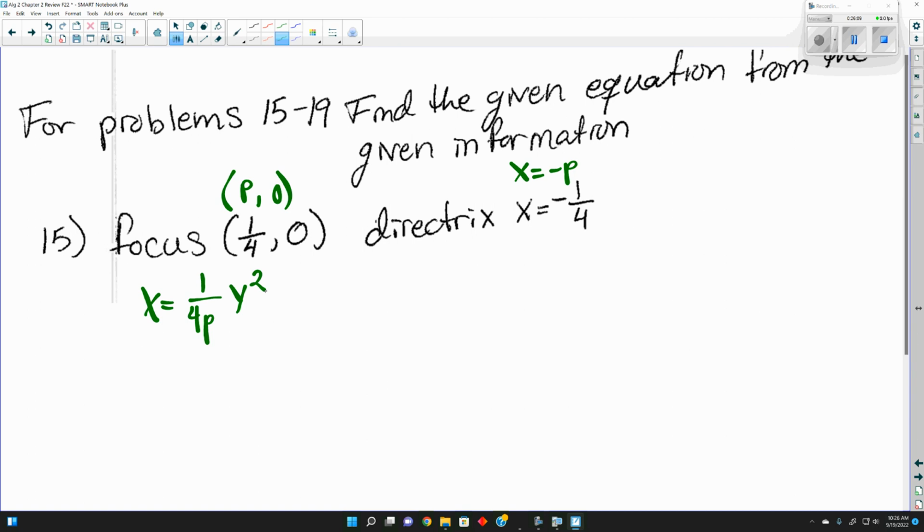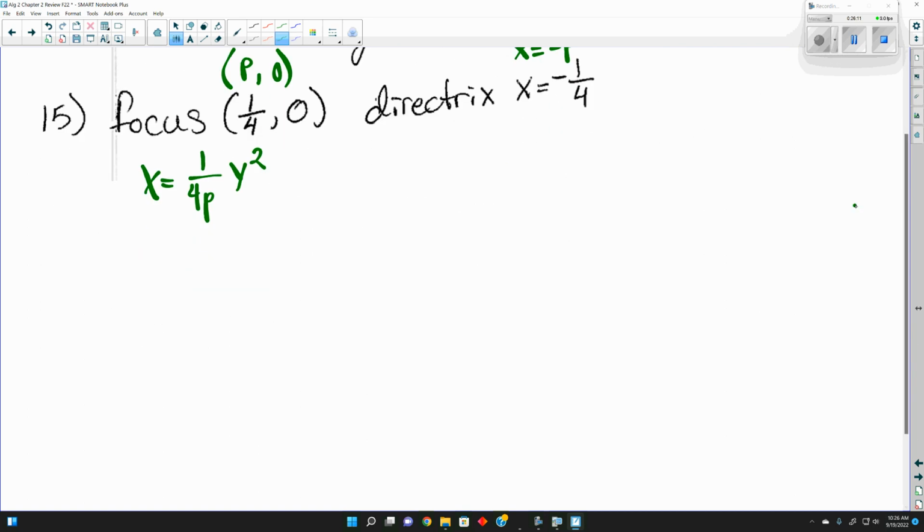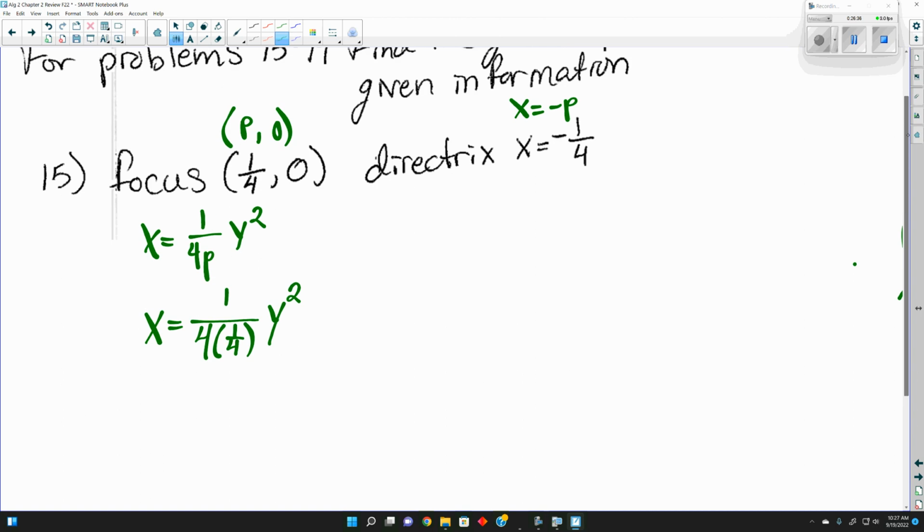Now, what is the value of p for this here? 1/4. Because directrix x equals negative p, x equals negative 1/4, so p is 1/4. 1/4 comma 0, p is 1/4. So x is equal to 1 over 4 times 1/4 times y squared.